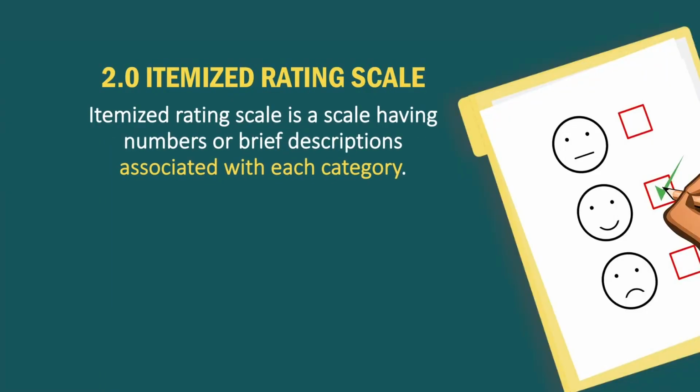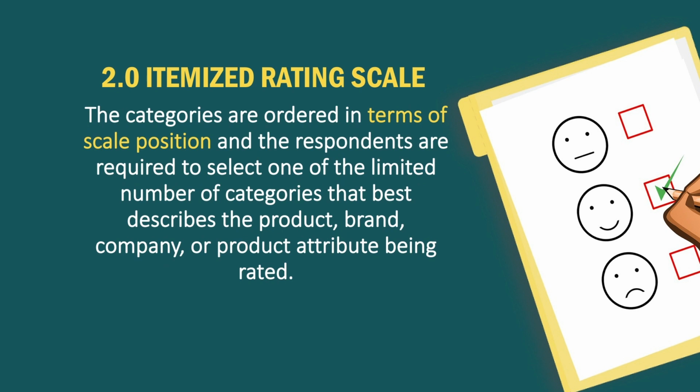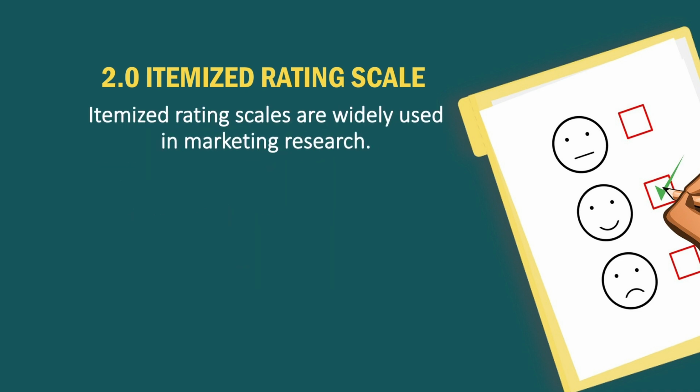So itemized rating scale is a scale having numbers or brief descriptions associated with each category. The categories are ordered in terms of scale position, and the respondents are required to select one of the limited number of categories that best describe the product, brand, company, or product attribute being rated. Itemized rating scales are widely used in marketing research. We have seen that in marketing research, when you are knowing about the behavior of consumers, or floating the product to the consumers, there's a great use of this thing.